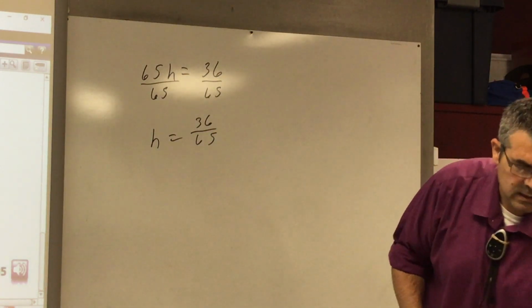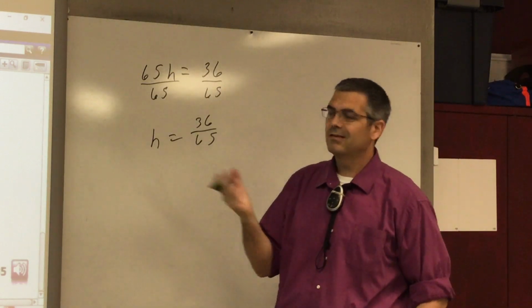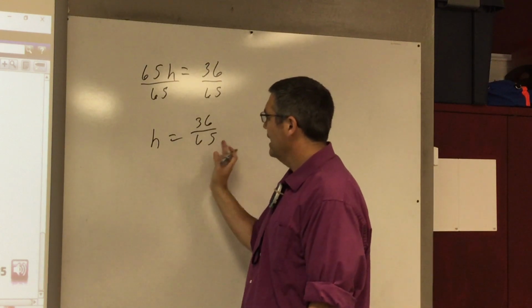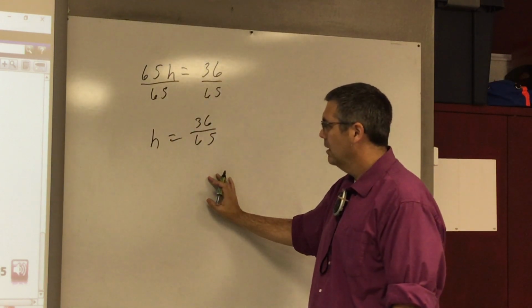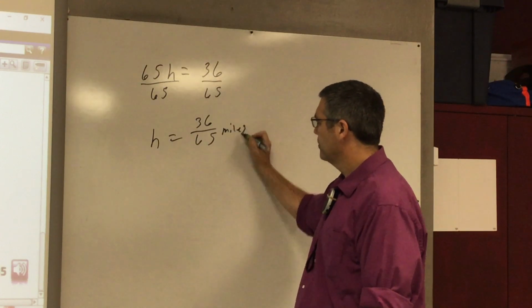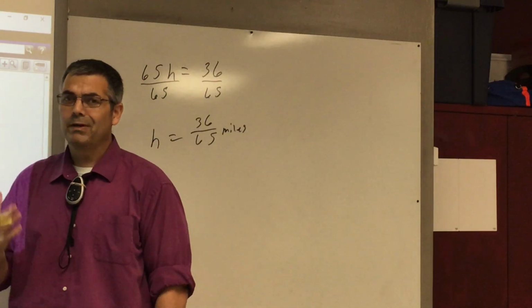Yeah, I didn't reduce. I didn't think it did. Okay, so 36 over 65, and yeah, that's going to be your answer. This is miles. 36 out of 65 miles. It's an ugly answer, but it is the answer.